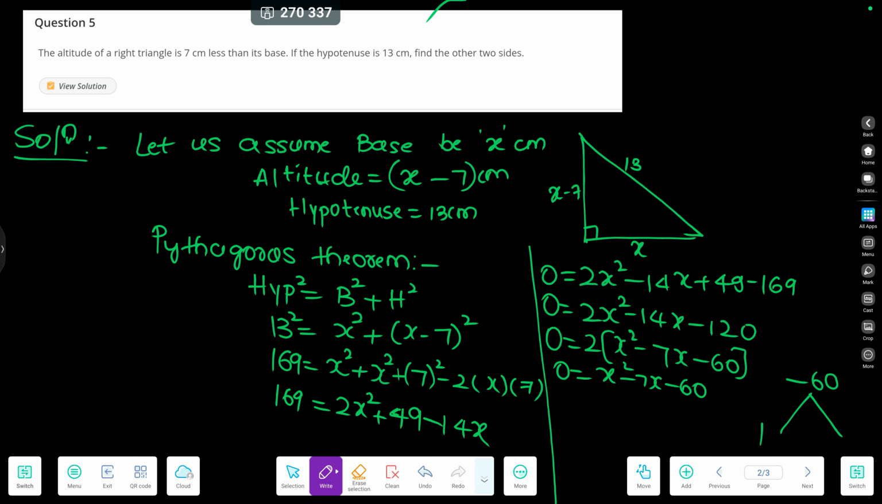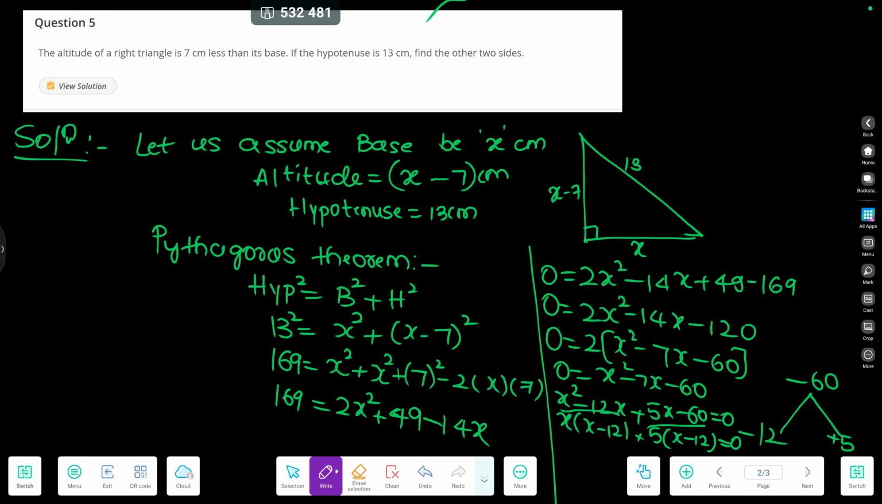That is what? 12 by 5, yes or no? Minus 12 plus 5 is minus 7. Okay? That is x square minus 12x plus 5x minus 60 equals 0. What is common in the first two? x common. What is left? x minus 12. What is common in the second two? 5. That is x minus 12.